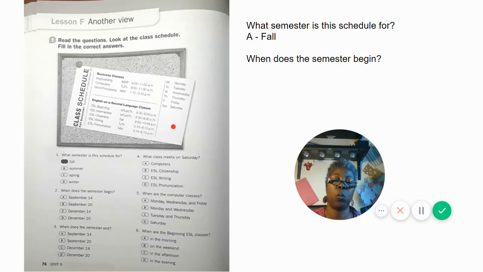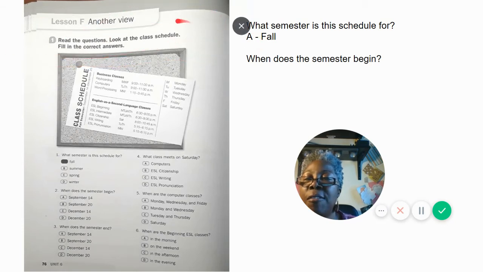We're now going to look at the workbook, pages 76 and 77, and that's how we're going to finish out Unit 6. Okay, so first let's go ahead and read what's going on. This is Lesson F, Another View. Read the questions. Look at the class schedule. Fill in the correct answers. So here we see this is our class schedule on the bulletin board.